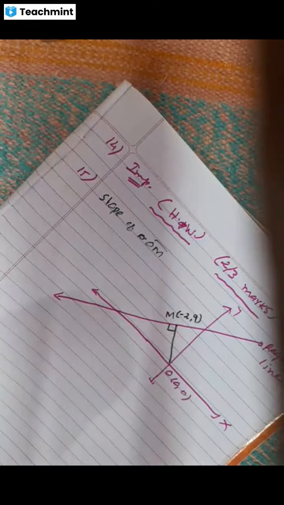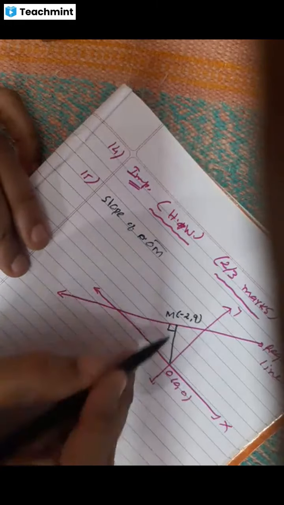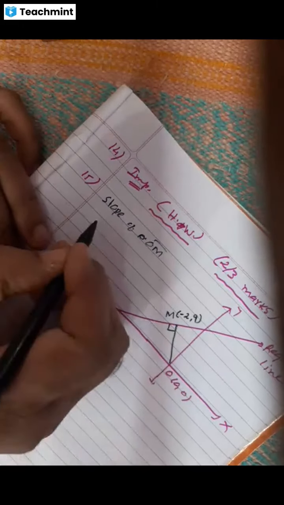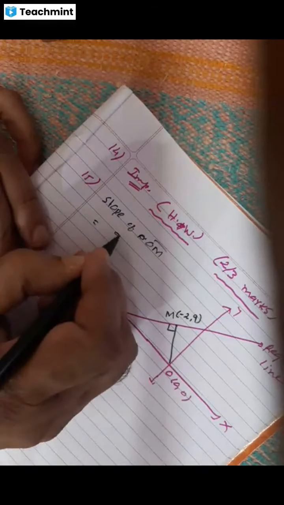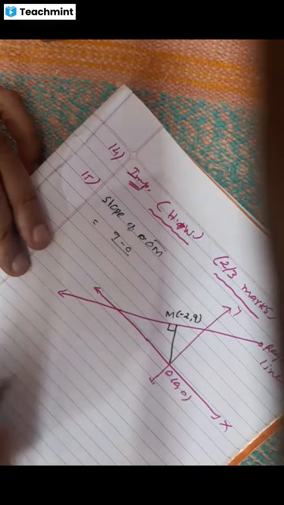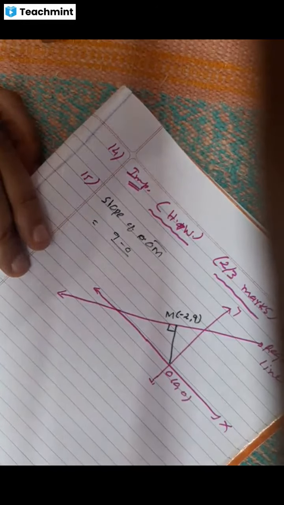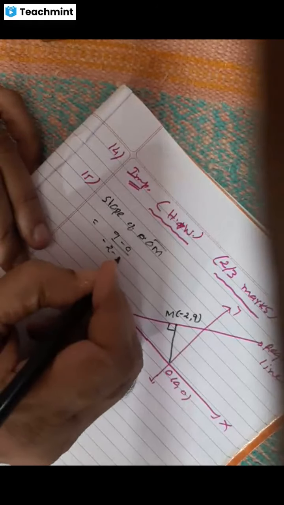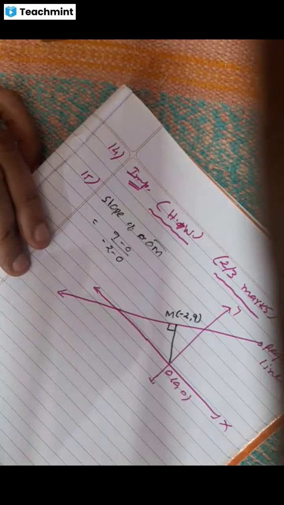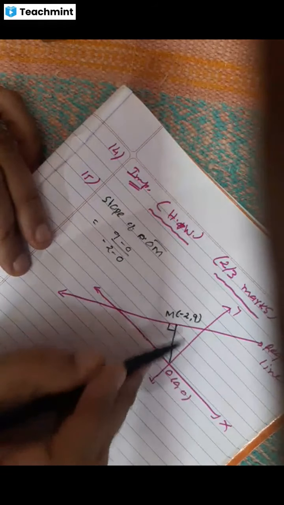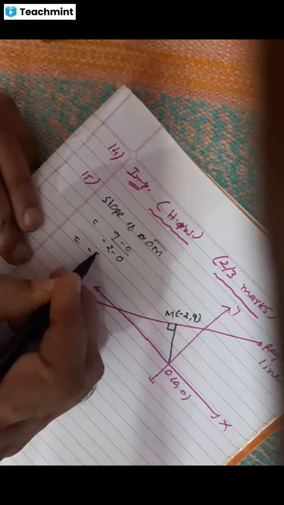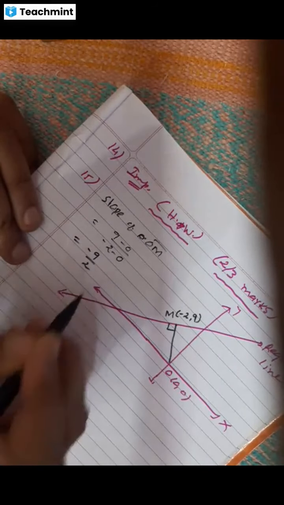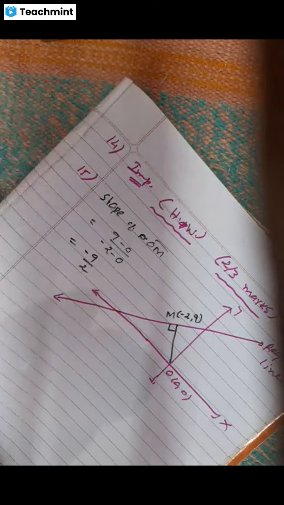So OM slope, you know, there are 2 points already. So that will be y2 minus y1 upon x2 minus x1. So 9 minus 0 upon -2 minus 0. ठीक है, 9 minus 0 upon -2 minus 0. So answer will be -9 by 2. ये हो गया slope of OM.